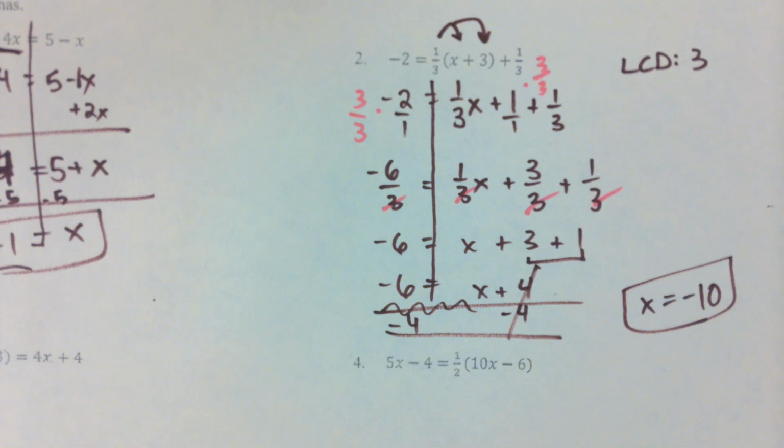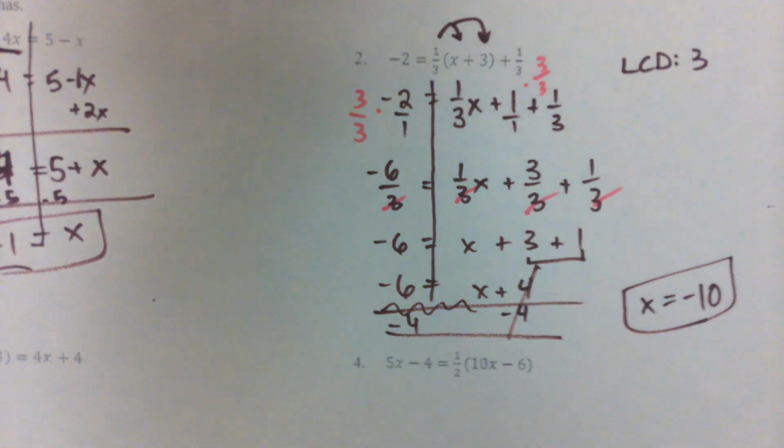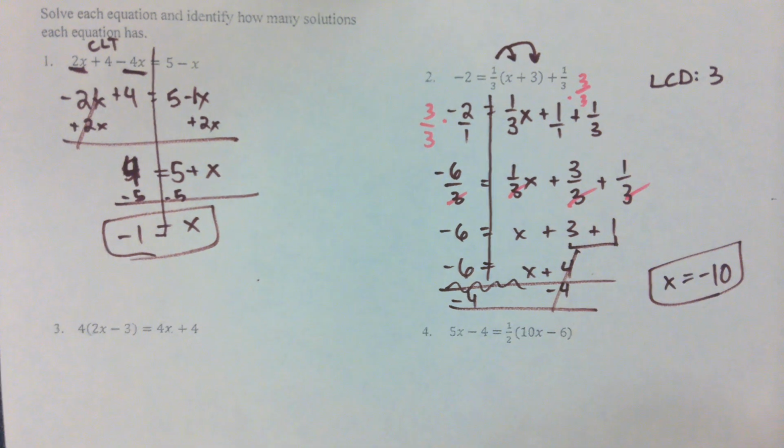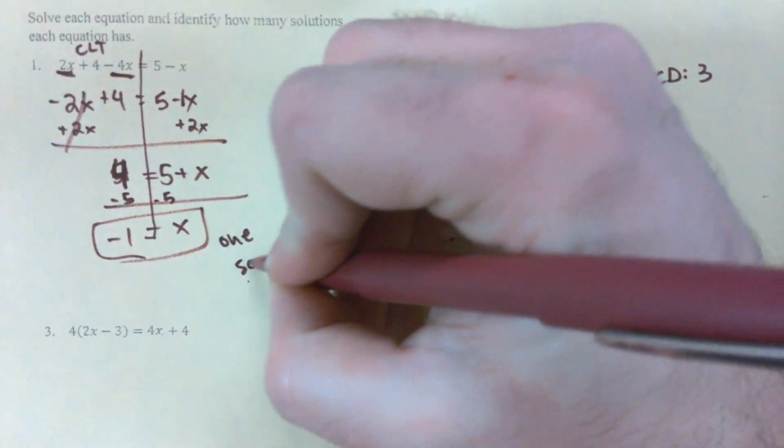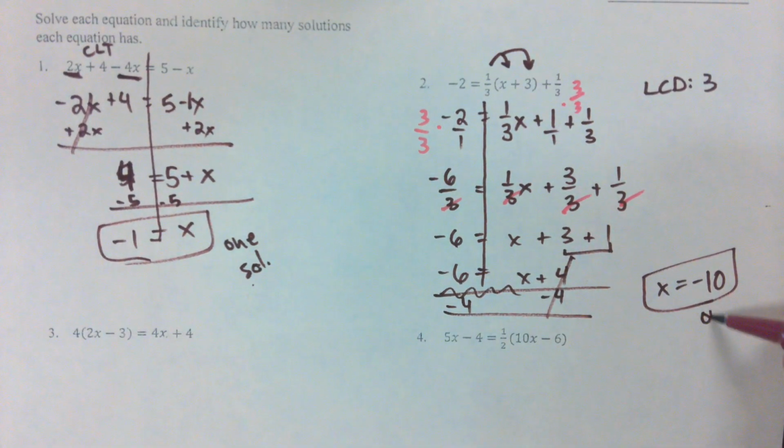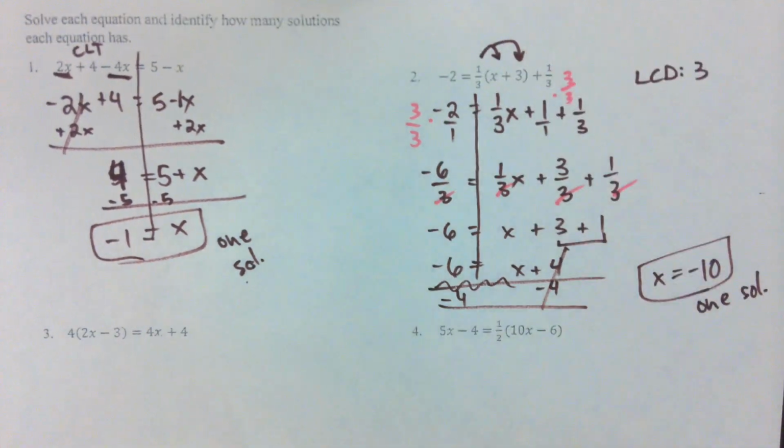And I totally forgot on number 1, how many solutions do we have for both of these problems here, numbers 1 and 2? 1 solution, right? Letter equals number, 1 solution. Yes.